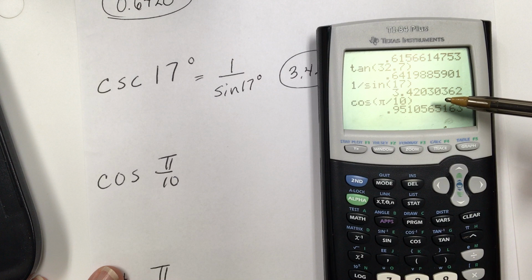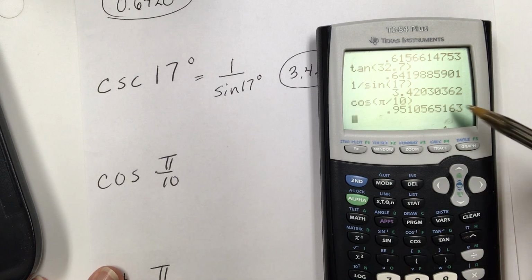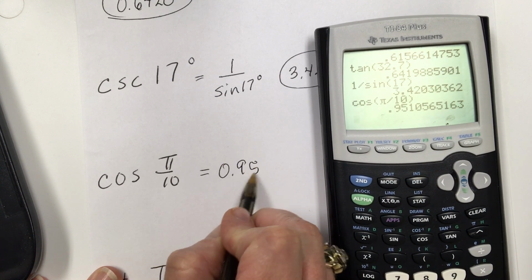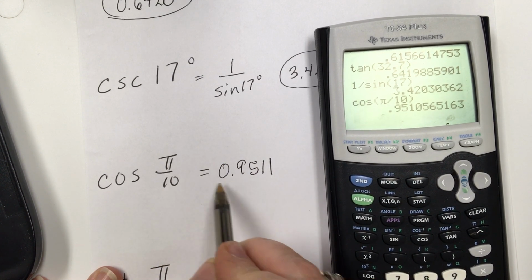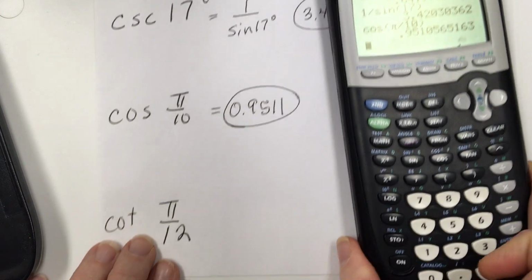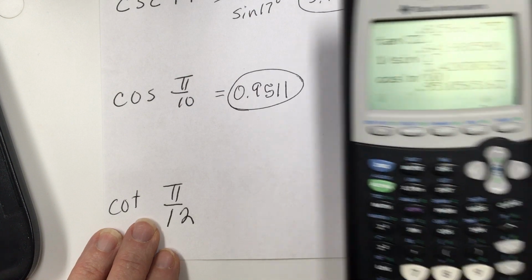Look to the digit on the right. If it's 5 or greater, 0 becomes a 1, and mine does. I have a 5. So the answer to this problem would be 0.9511. So there's your answer for that problem. And then last, cotangent of pi over 12.